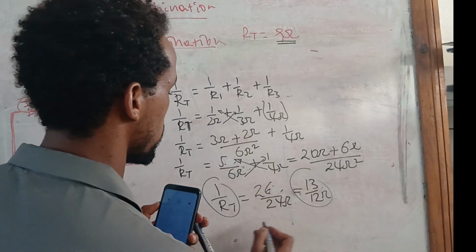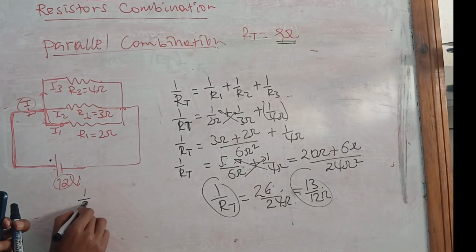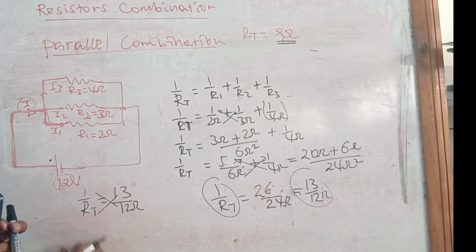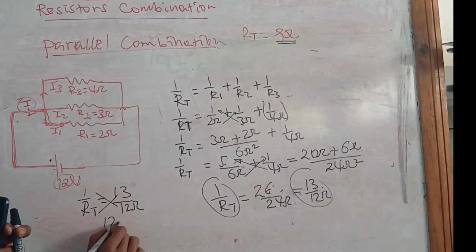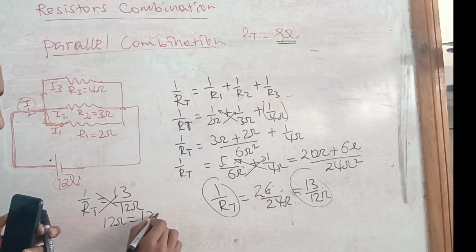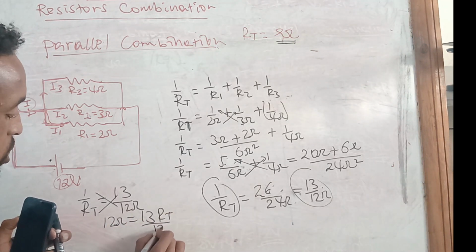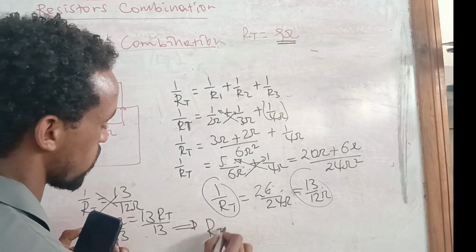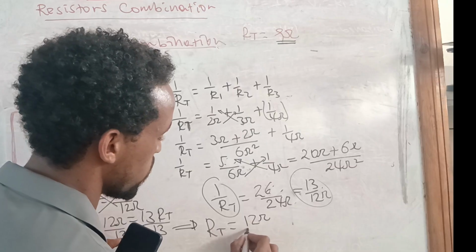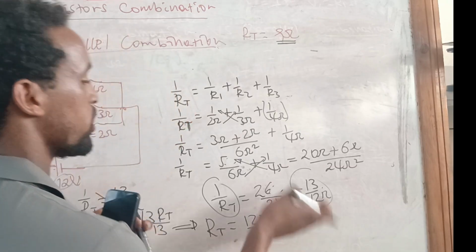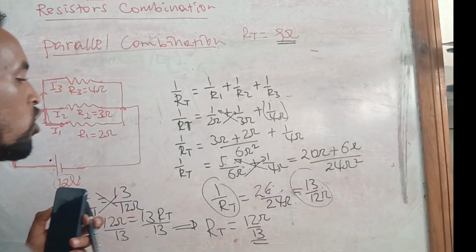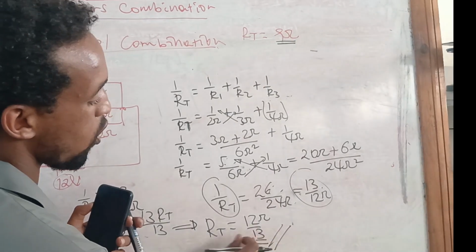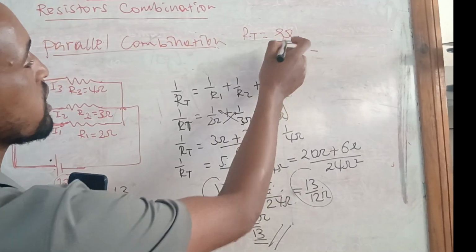I can take a reciprocal. 1 over R total is equal to 13 over 12 ohm, so by crisscross multiplication, 12 ohm is equal to 13 R total. So R total is equal to 12 ohm over 13, or you can flip it: R total is 12 ohm over 13 will be obtained. Now look, 12 over 13 ohm is less than 1, while the smallest resistor is 2 ohm.